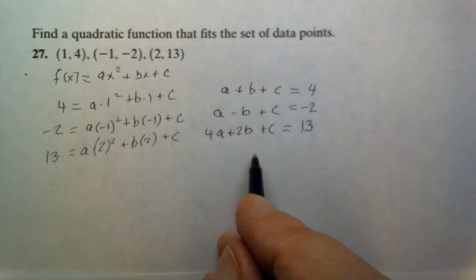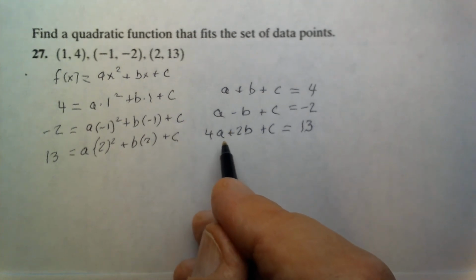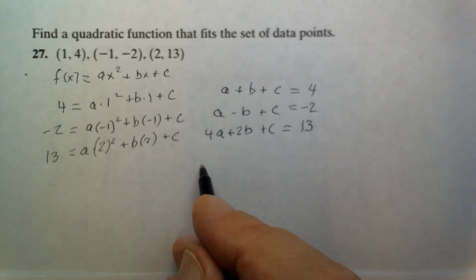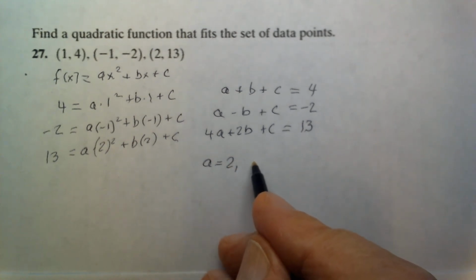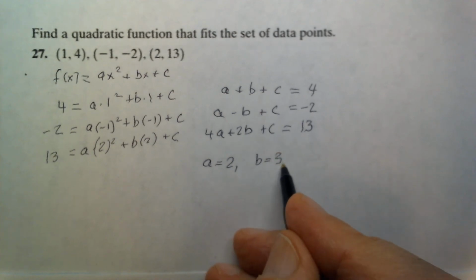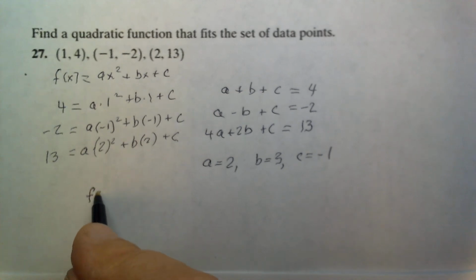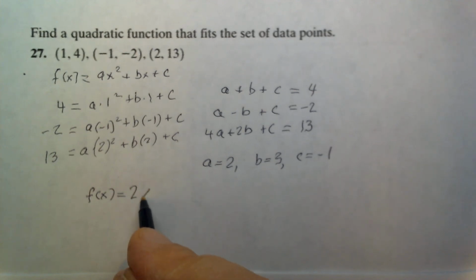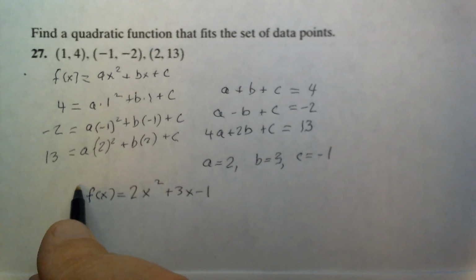And when we solve the system of equations, three equations in 3 variables, we find that a is equal to 2, b is equal to 3, and c is equal to negative 1. So the function will be f of x equals 2x squared plus 3x minus 1.